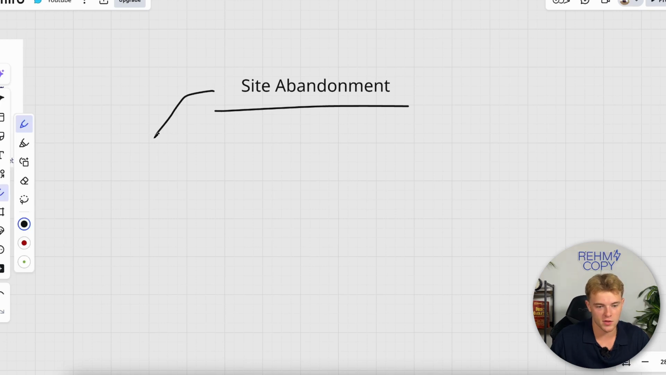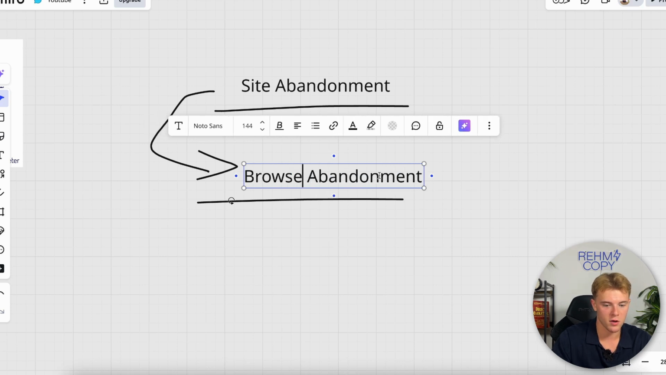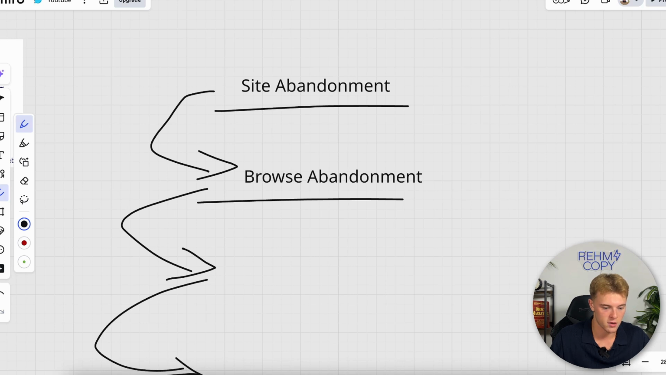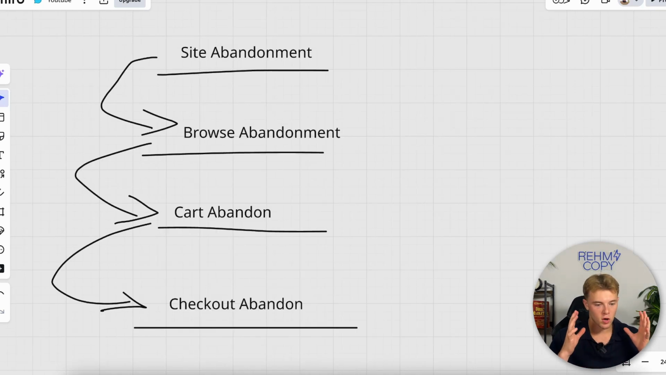Now, the next level down from this is browse abandonment. These people have looked at products, but they didn't add any to their cart. And I'll save you the breath. We're gonna go from that to cart abandonment, and then to checkout abandonment. So these are your 4 main stages of abandonment.